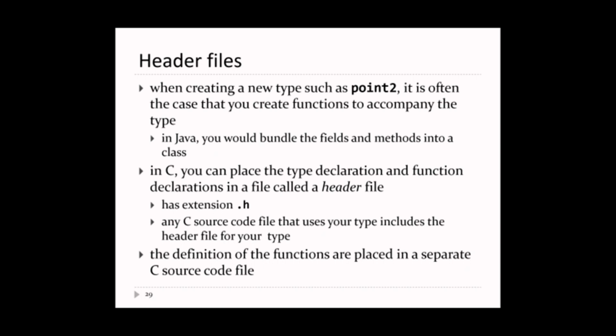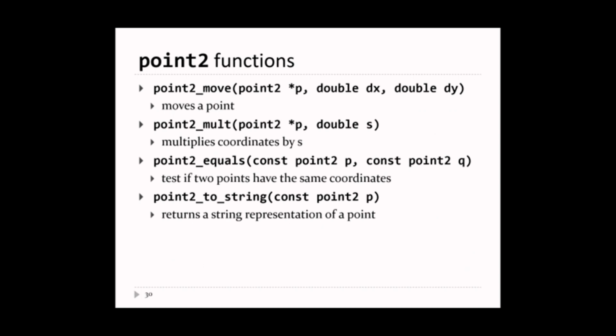And then you would place the definition of the functions into a separate C source code file. So in other words, for this point2 thing, I would create two files. Point2.h would be the header file, and point2.c would be the C source code file where the functions that operate on point2 objects are defined. And so I'm going to cook up just a bunch of point2 functions.